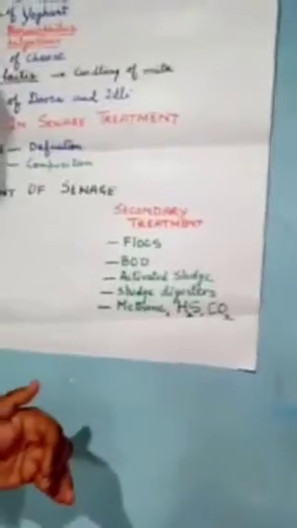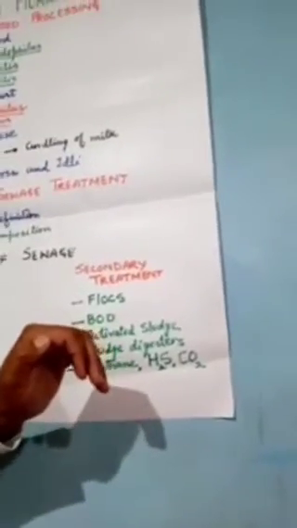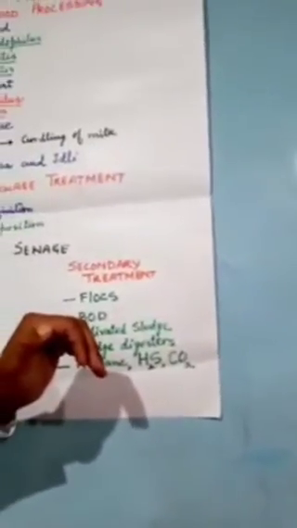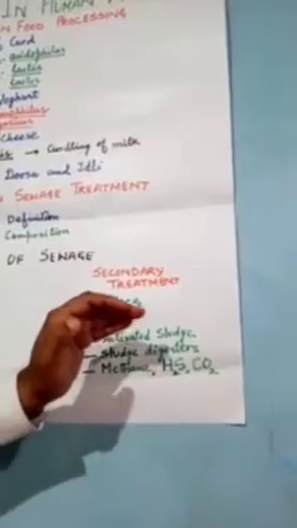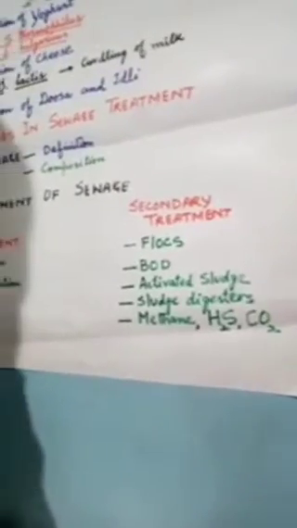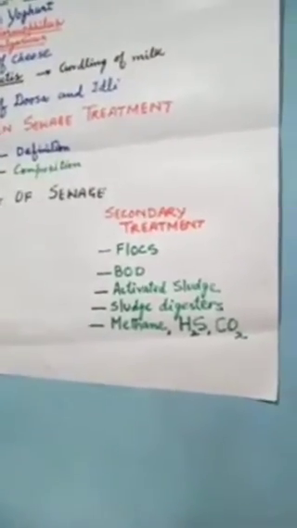After this, when the flocks are produced, these microbes consume part of the organic matter in the effluent, which significantly reduces the BOD, that is the biochemical oxygen demand. Now the sewage water is treated until the BOD is reduced.